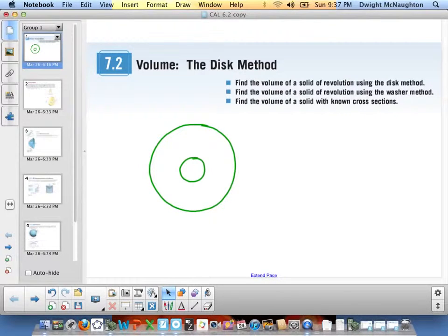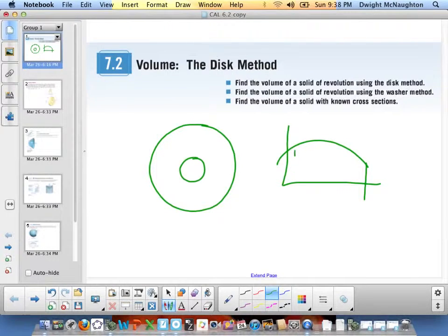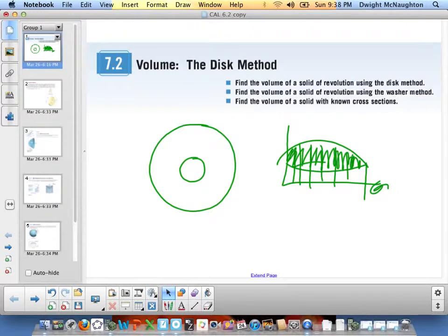So what we're going to be doing is like we did with the disks. We're going to have a function. We're going to stack up our disks and add them up. Except now, there's going to be a little gap. So instead of going all the way to the axis of revolution, we're going to go just part way. All right? Just part way. And so for that, we're going to be subtracting out the middle.